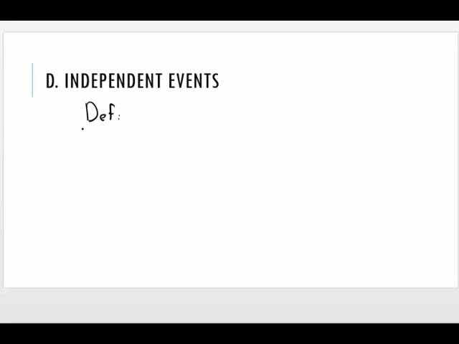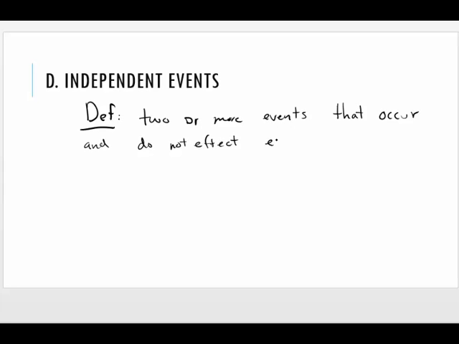Definition. Events are independent. So two or more events that occur, and I don't want to define it by using that word, that do not affect each other. That's it. They don't affect each other.